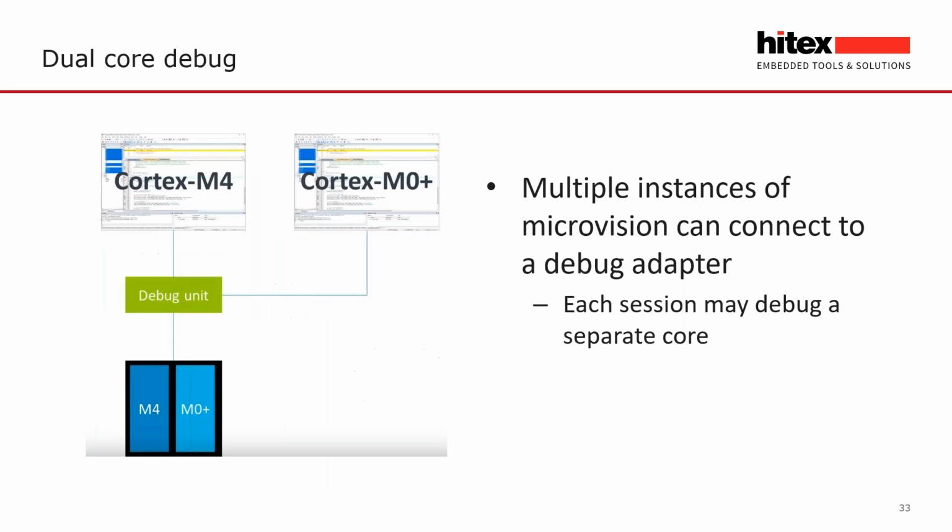And then finally, there are increasing numbers of multi-core Cortex microcontrollers. Often these will have a Cortex-M4 and an M0, or increasingly Cortex-M33s are found on devices. So here it's possible to connect one of our hardware debug adapters to our hardware, and then we can have multiple sessions of the Microvision debugger connected to that debug unit and controlling the individual processors inside the chip.